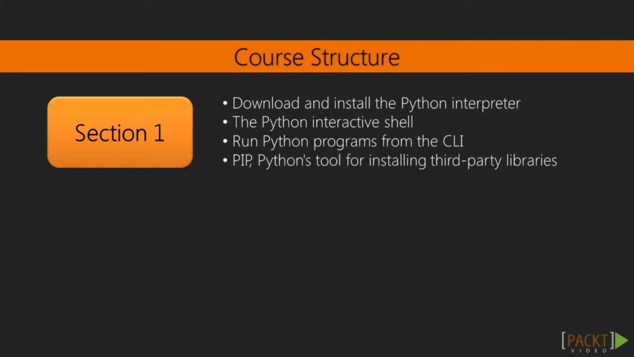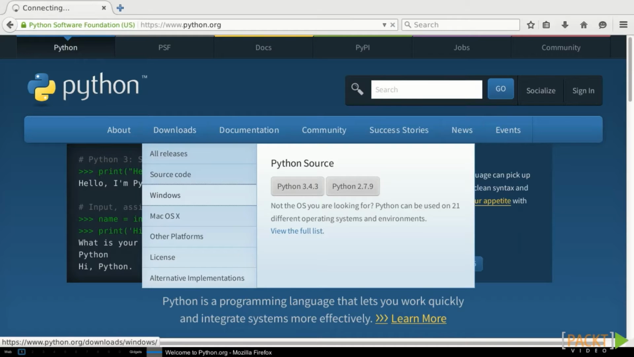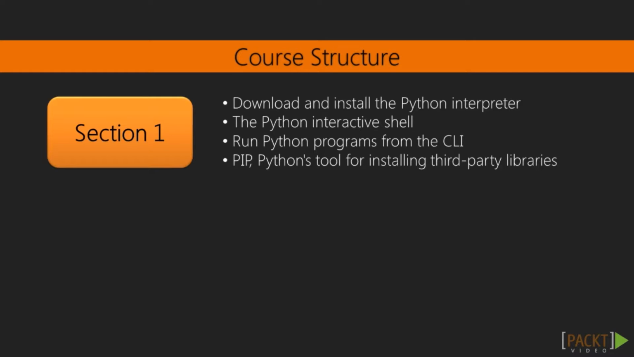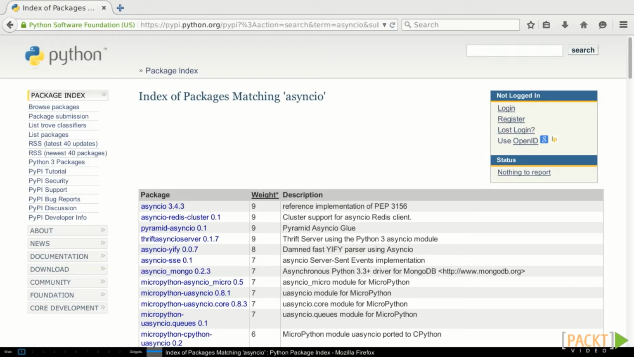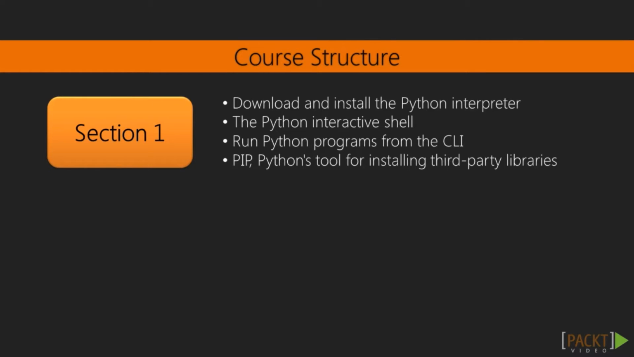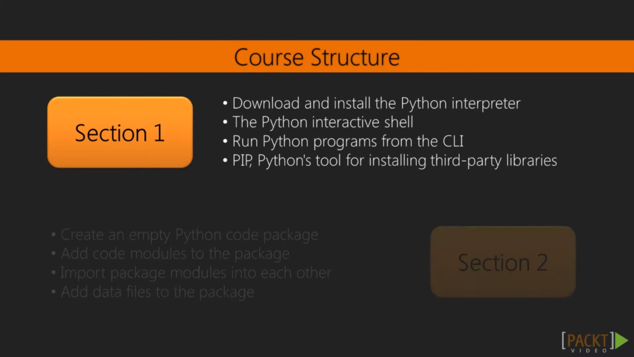In the first section, we'll look at how to get started with Python. We'll first walk through downloading and installing the Python interpreter and standard library. Then we'll take a look at the Python interactive shell and running Python programs from the command line. Next, we'll take a look at pip, Python's tool for installing third-party libraries, and see how to find those third-party libraries using the Python package index.